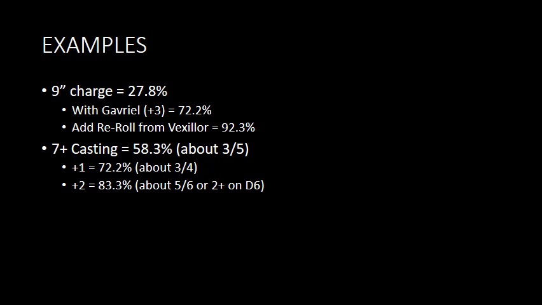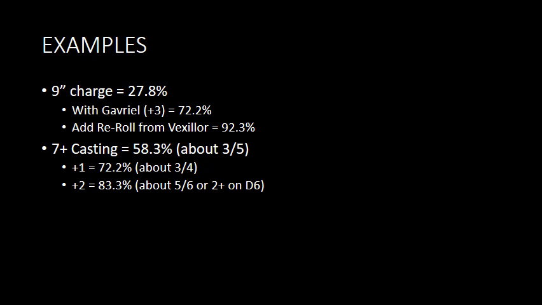Your Knight Vexillor and your Lightning Chariot let you teleport guys to within 9 inches away from the enemy. So adding Gavriel and the Knight Vexillor nearby gives you that nice 92.3% chance of success of teleporting whatever unit it is into place and then charging into combat successfully. So 92.3% odds, those I will gladly take any day of the week.